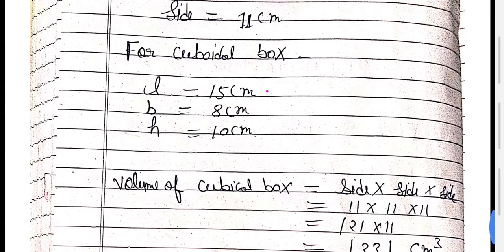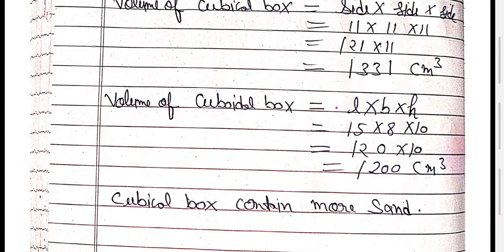Now for the cuboidal box, length, breadth and height are given. So volume of cuboidal box is L into B into H. L is 15, B is 8, H is 10. Now multiply 15 into 8, that is 120, into 10, it becomes 1200.